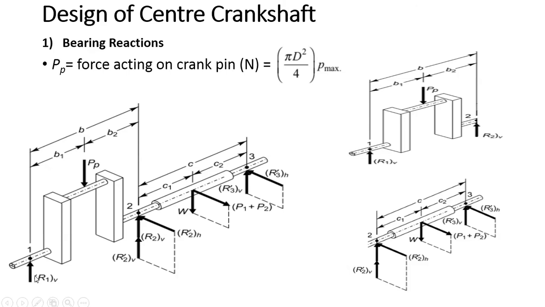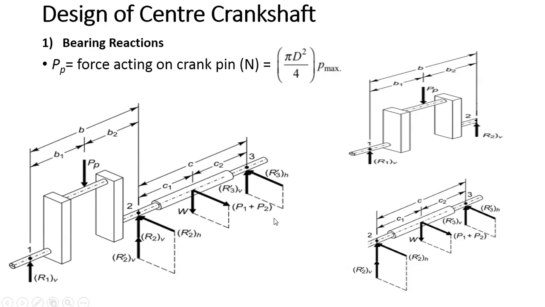Since there is no such horizontal force on this crank pin, we only have this vertical component, no horizontal component on bearing 1 and 2 because of this PP. The horizontal component present in the case of bearing 2 is only because of this P1 plus P2 load, that is because of the tension side and the slack side. So that's why we have a horizontal component in both bearing 2 and 3.